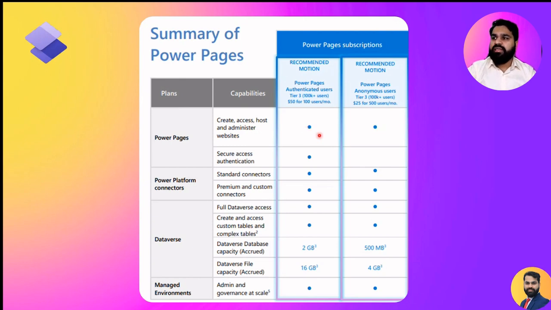Yes, both licenses provide that. Secure access authentication, definitely the authenticated user license would provide that, right? These authentications could be of Azure AD access, right? It could be from any of the other authentication channels also, right? And Azure AD B2C generally we use here, right?